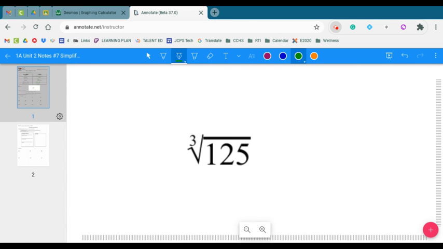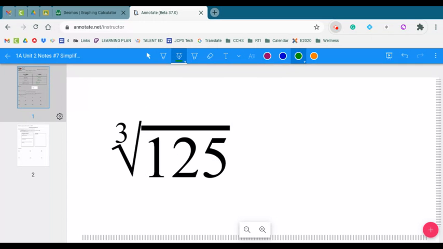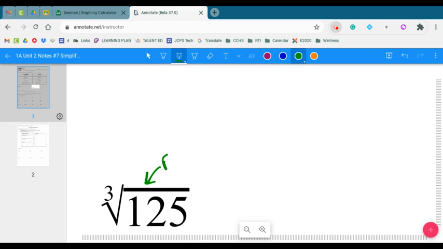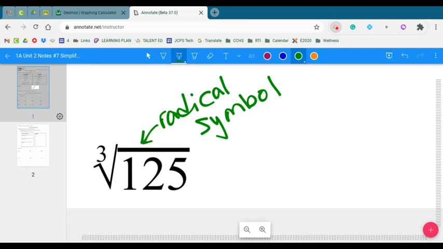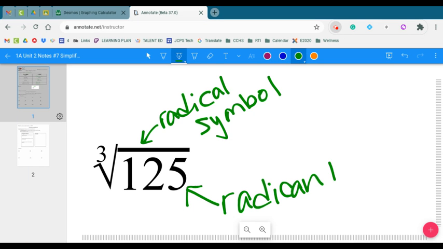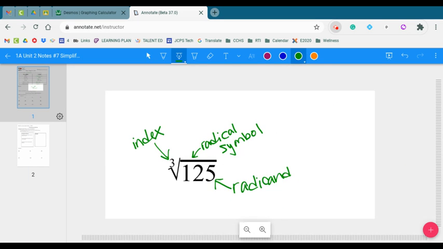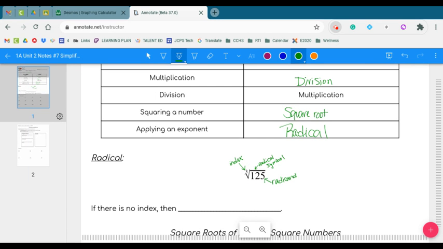So we're going to talk about what our different parts are. This symbol around the outside is called our radical symbol. The number on the inside is called our radicand. And the number that is in that little hook part is called the index. This index is going to be super important come tomorrow. So whenever we say square root, we may say the radical.